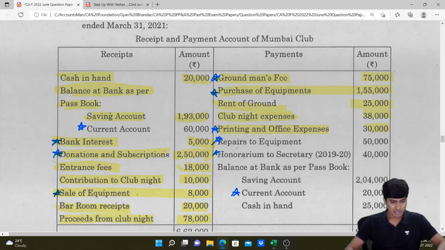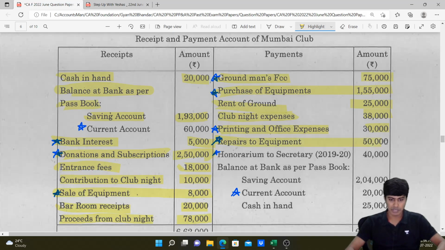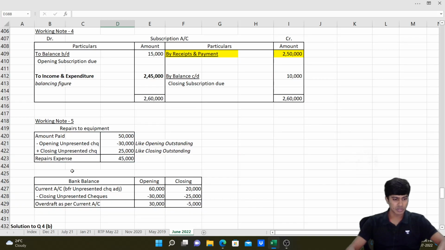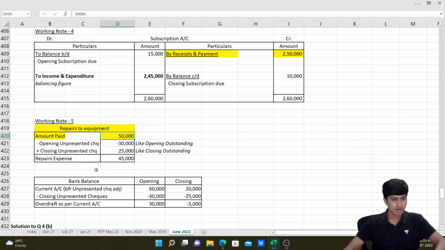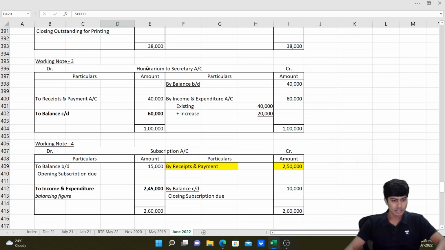Can be. Repairs to equipment, again this item has adjustment. I cannot write this straight in my income and expenditure. I'll write it outside, 50,000. So I've done a working note here. Repairs to equipment, amount paid is 50,000. Then we have honorarium to secretary 40,000. This also has adjustment, so I cannot write it in income and expenditure. Moreover, they have given very clearly here this belongs to year 2020, not 2021. So I'll write it separately. I've opened the honorarium to secretary account. How much is paid?